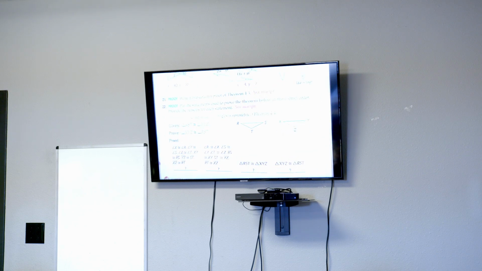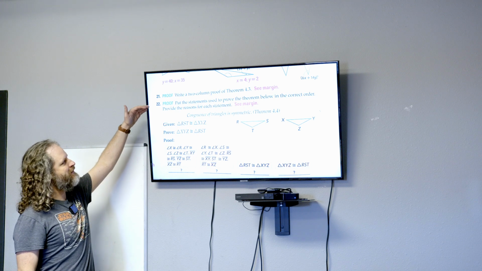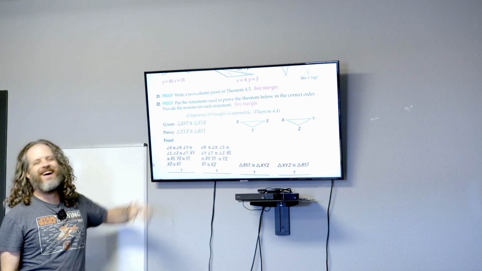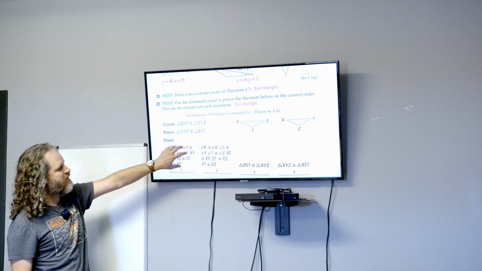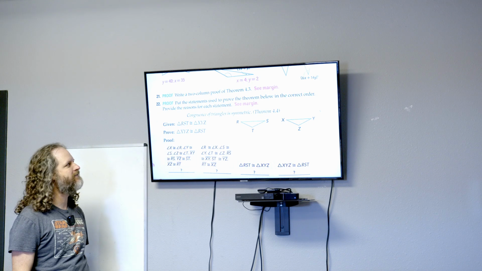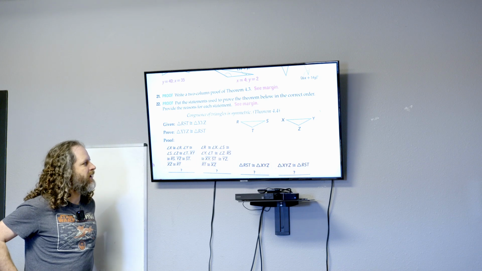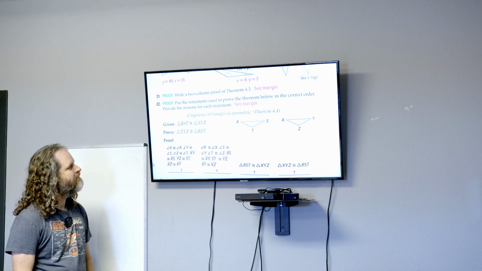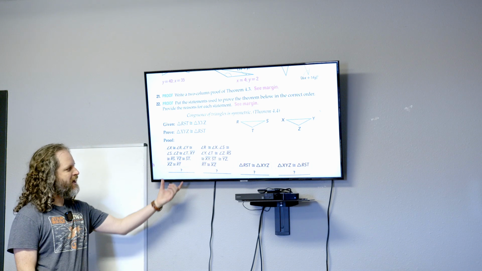Okay. All right. Number 22. So, put the statements used to prove the theorems. If you read instructions, that helps. Provide the reasons for each statement. So, what is the justification for this first step right here? Yeah, I agree. The triangle. The answer is C, Mark.